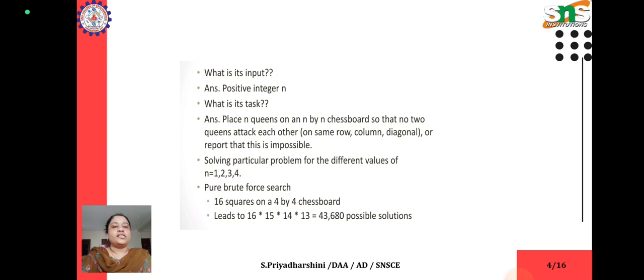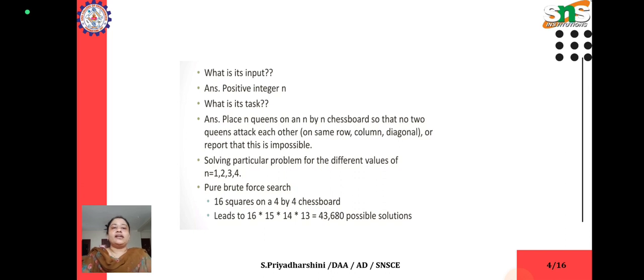So let's see what the definition is. The N-Queens problem is to place N queens on an n by n chessboard so that no two queens attack each other. That is, the bounding function for the N-Queens problem is that no two queens should be on the same row, the same column, or diagonally. If it happens, we have to report that this is impossible.